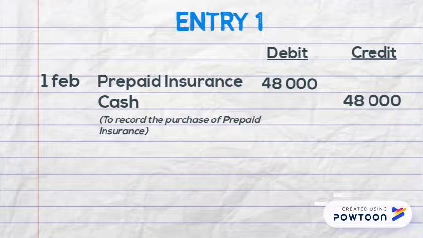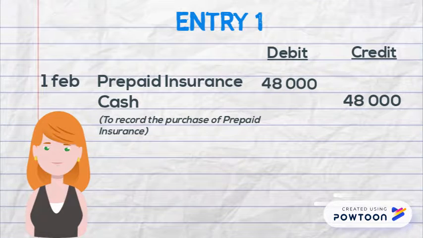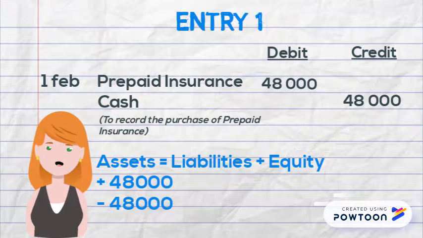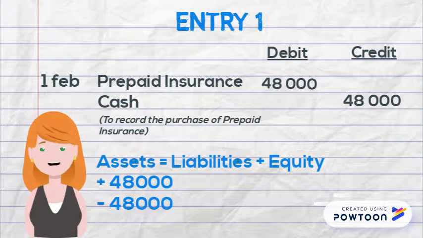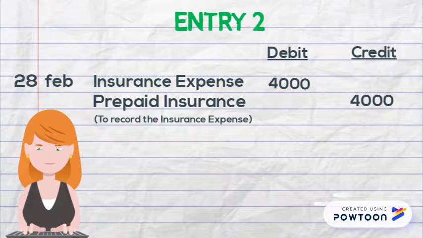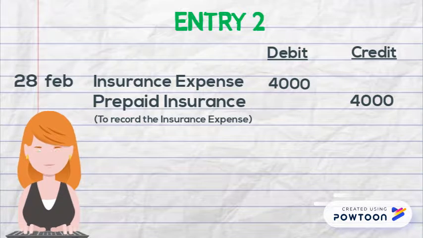This is to demonstrate that the company's cash is decreased by the amount of insurance bought, offsetting the increase and decrease in assets. Now, at the end of February, the company has used 1 month worth of its insurance, which equals $4,000. This is acknowledged by debiting the insurance expense account by $4,000 and then crediting the prepaid insurance account by $4,000 as well.